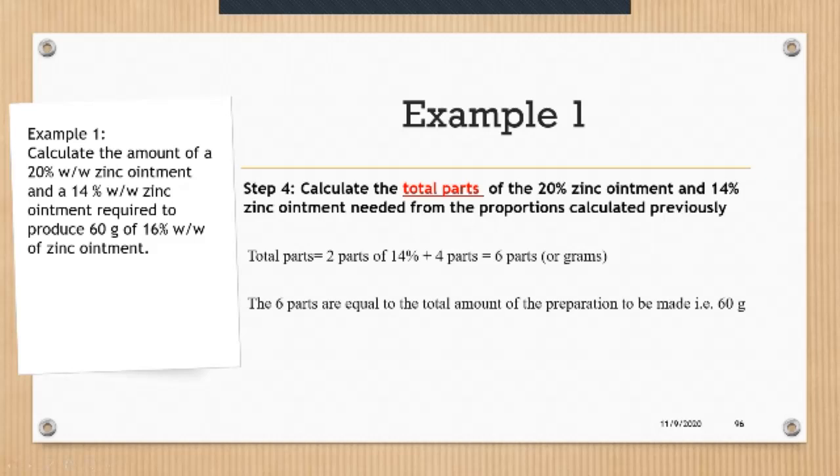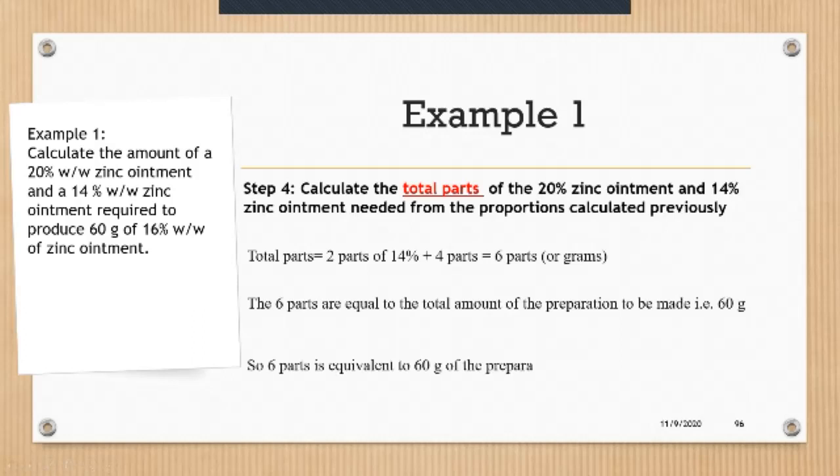And of these 6 parts, 2 is going to be zinc oxide 20% and 4 zinc oxide 14%, excuse me. That means 2 parts of the 60 grams is going to be zinc oxide 20%, and 4 parts of the 60 grams is going to be 14%.